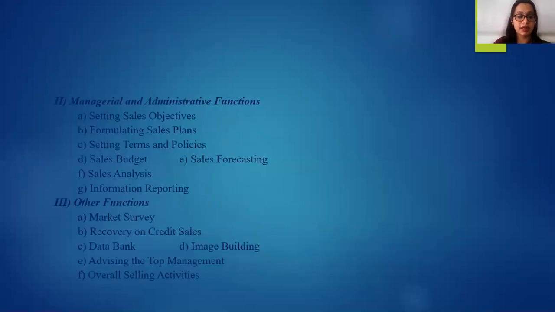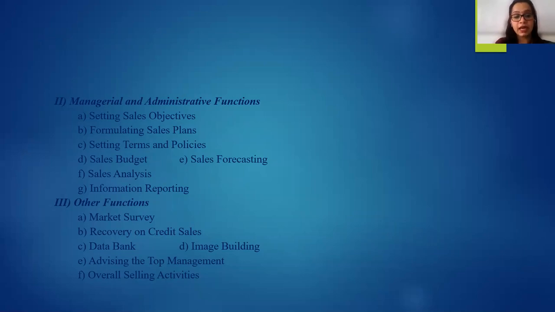Second function is the managerial and administrative function. When I say managerial and administrative functions, here I'm going to include all the activities that play the role of a sales manager at a higher responsibility level, or as a major stakeholder, I would say.